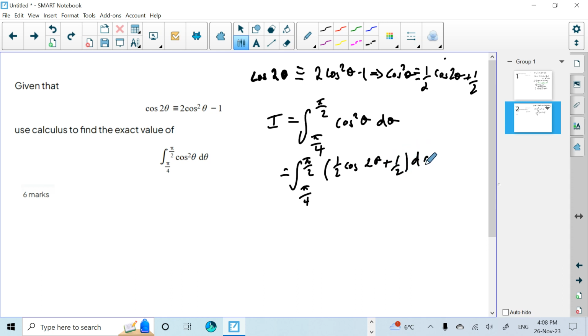d theta. Now, with the chain rule, if I just go over here, d theta of sine 2 theta is equal to 2 cos 2 theta. And that's from the chain rule.